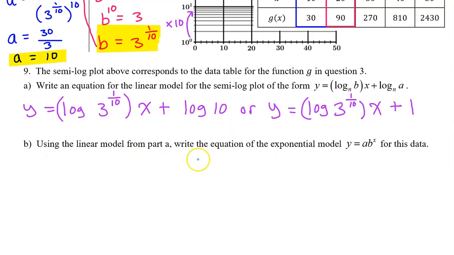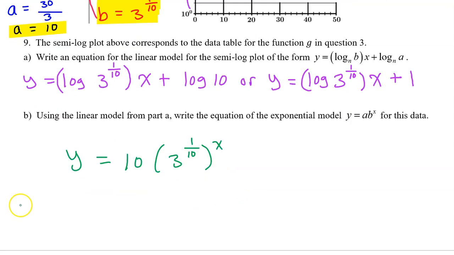For part B, we need to write the exponential model, y equals a times b to the x power. So that'll just be y equals 10 times 3 to the 1/10 power to the x power. So that's it for part B.